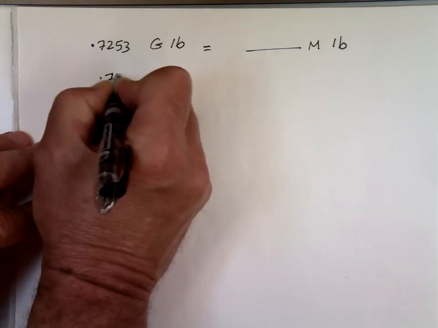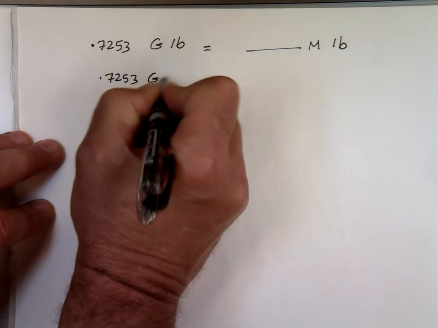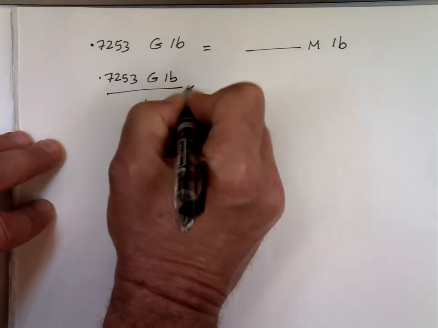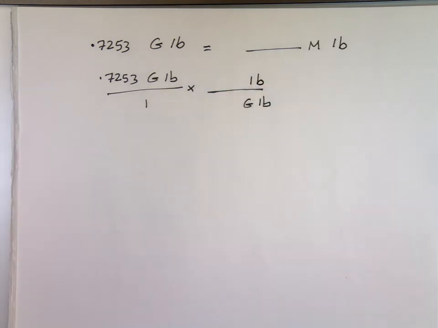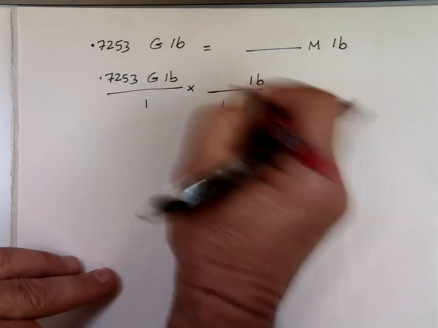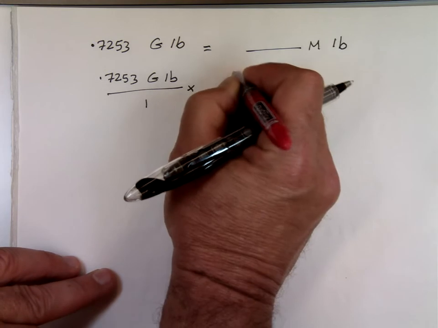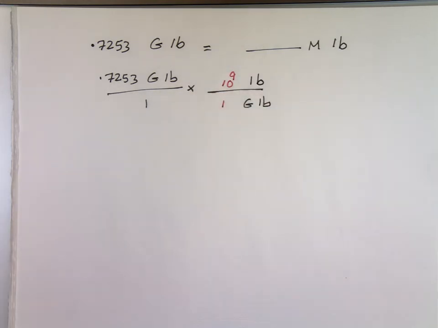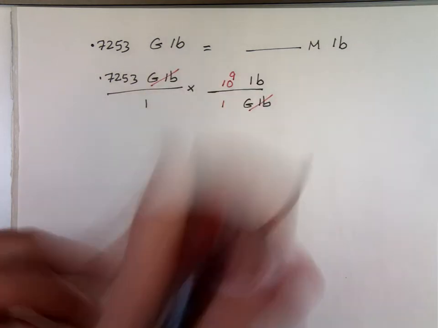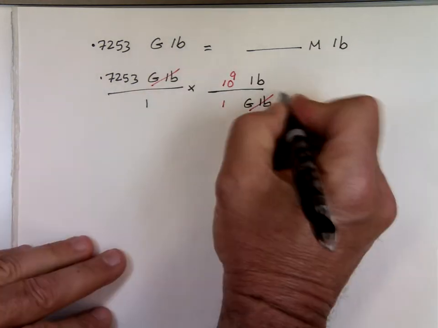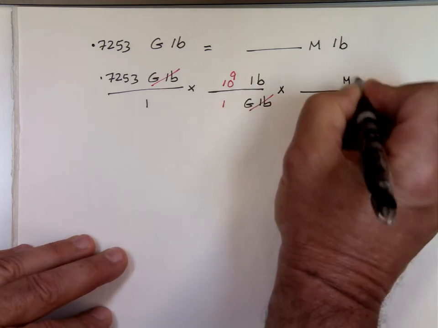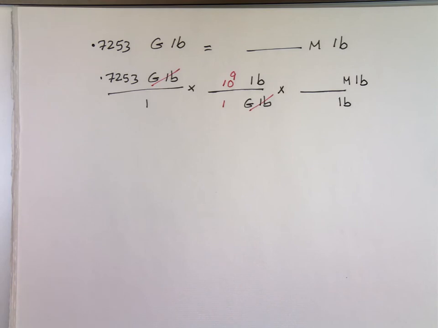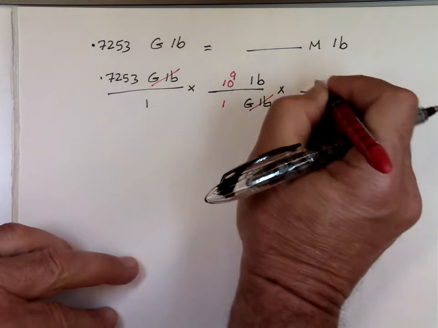0.7253 gigapounds. Let me convert that to pounds. One gigapound is how many pounds? We said 10 to what power? Is it 10 to the 9th? So the gigapounds are gone. But my answer is in pounds now, so I need to take it one more step. Since pounds is on the top, I want pounds on the bottom, megapounds on the top. And 1 megapound is how many pounds? A mega is 10 to what power? 6.